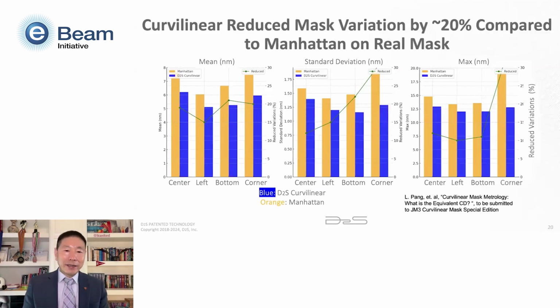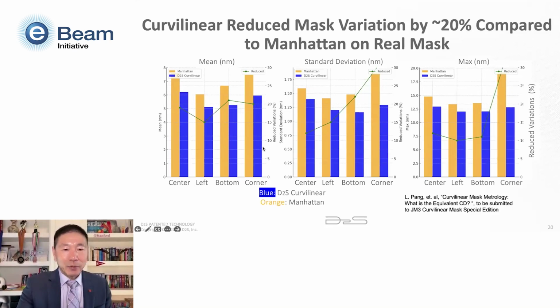Okay, now we plot all of those. So we plot the mean, standard deviation, and max. And here as I mentioned, we look at the 4 locations, the center, left, bottom, and the corner. And for each of them, this is the bandwidth variation. So you look from the Manhattan, which is orange, to blue, that's the D2S curvilinear. You see the mean, standard deviation, and max, they all dropped, right? And they dropped for all of the locations.